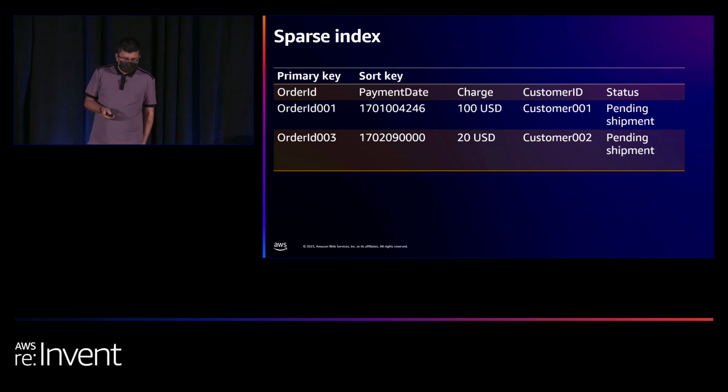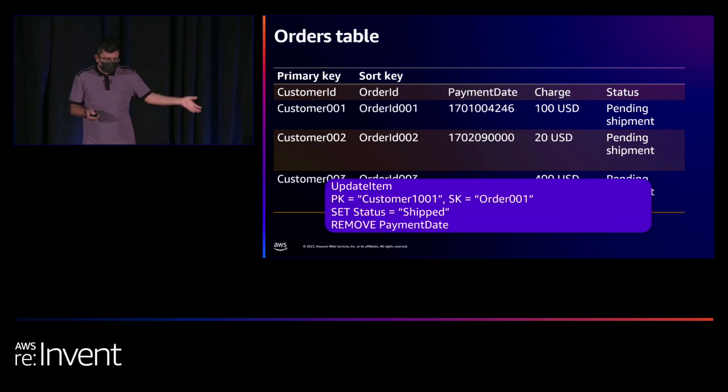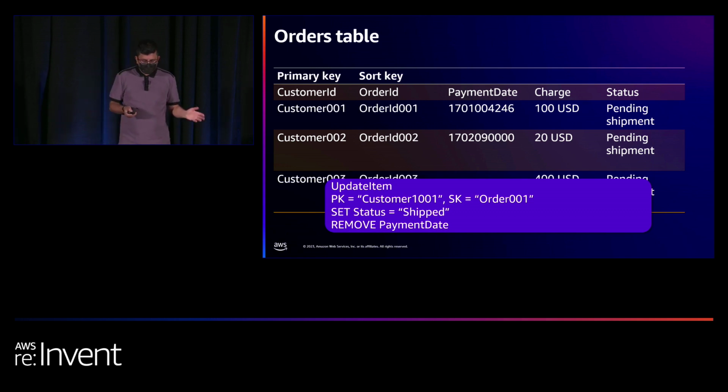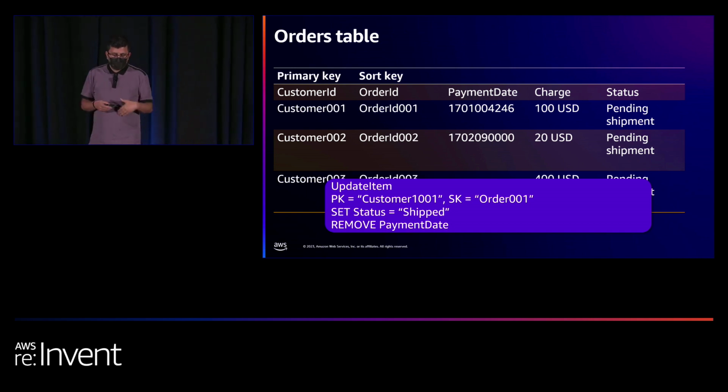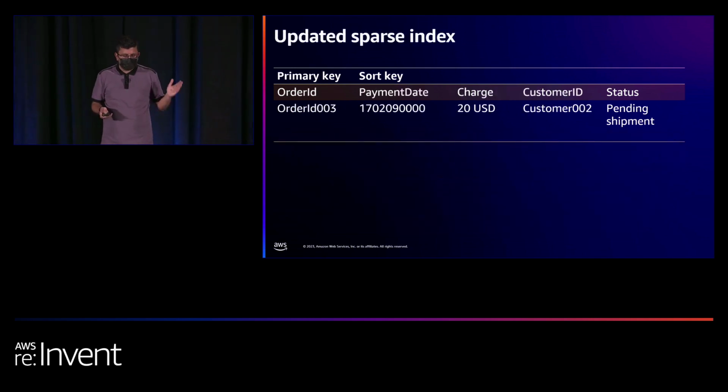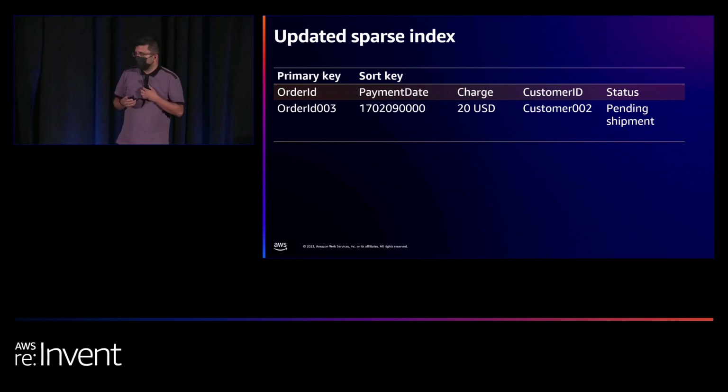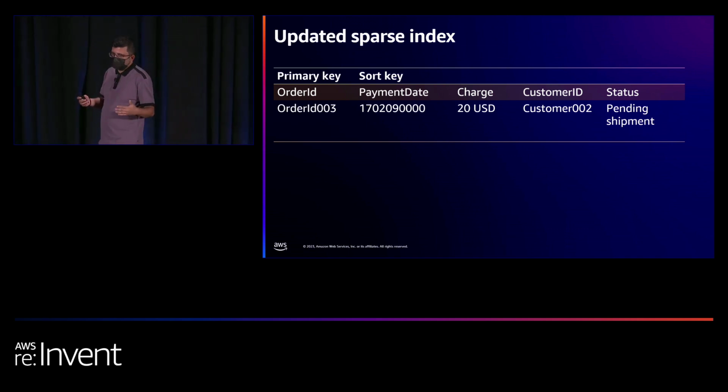And now how your table gets updated. You do an update item and set the status as shipped and remove the payment date from your base table. Automatically your index will get updated and that particular line item will get removed. So you have charged the customer, order is shipped, and you're golden.